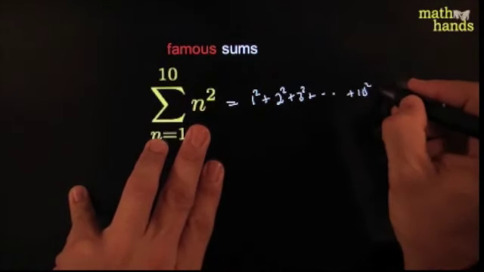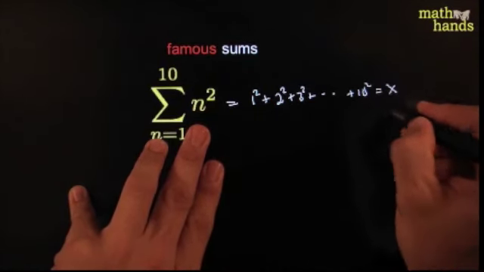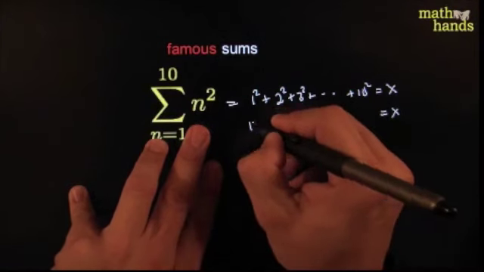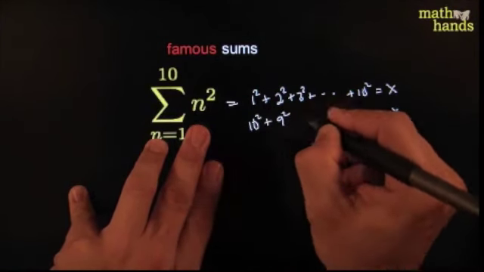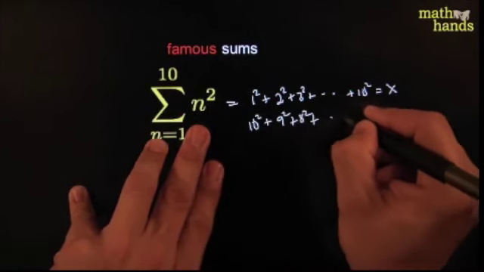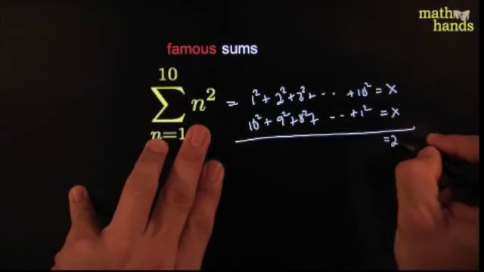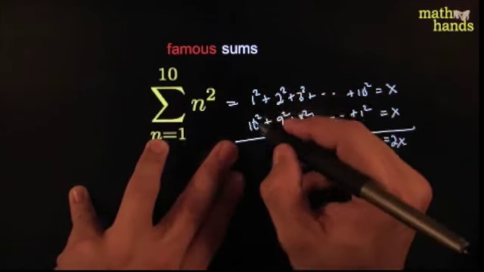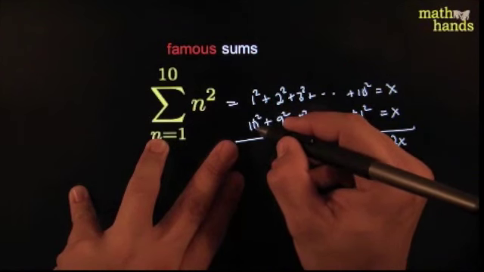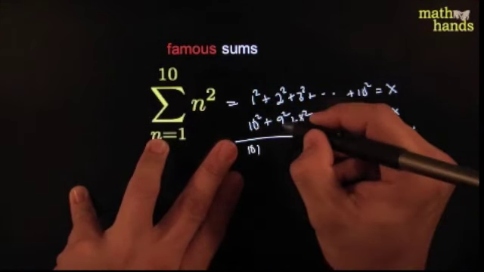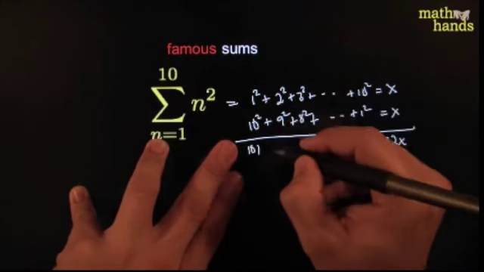You could go on and try the same cute little trick here. Call it x and then write the x backwards. And you write 10 squared plus 9 squared plus 8 squared, plus 1 squared. But that cute trick seems attractive for about 20 seconds, and then you realize it's no good. Because 10 squared is 100, plus 1, that's 101. 9 squared is 81, plus 4, that's 85.